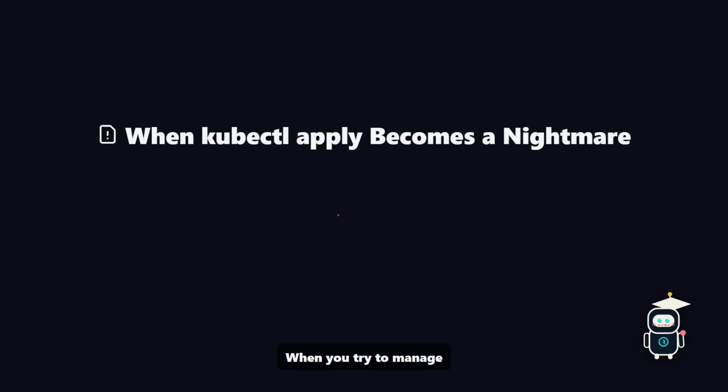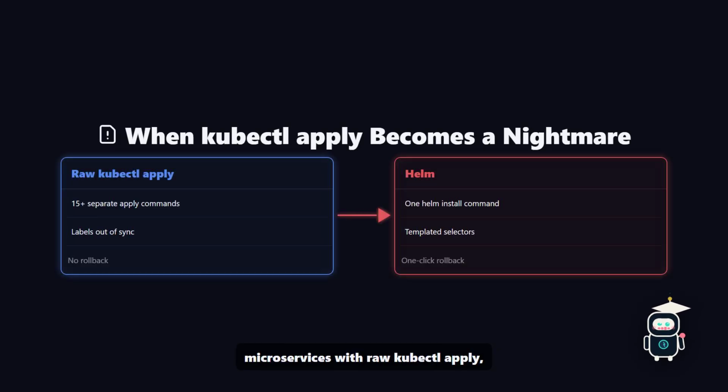When you try to manage microservices with raw kubectl apply, you end up copying YAML files and running 15 separate apply commands, praying nothing breaks. The classic mistake: updating a deployment label but forgetting to change the matching selector across 10 other files. Result? Your front end silently loses the back end while traffic still flows to nowhere. Helm fixes this with one command and templated selectors that stay in sync.